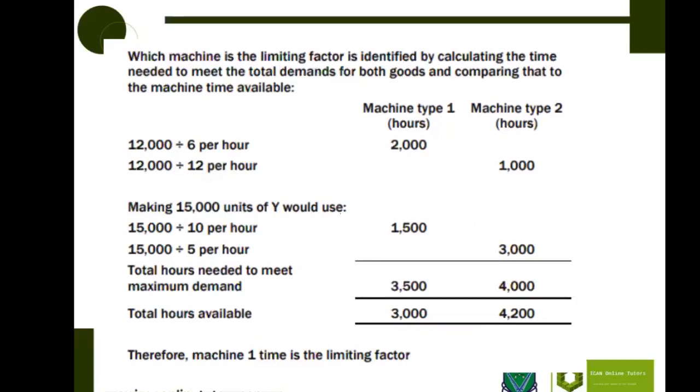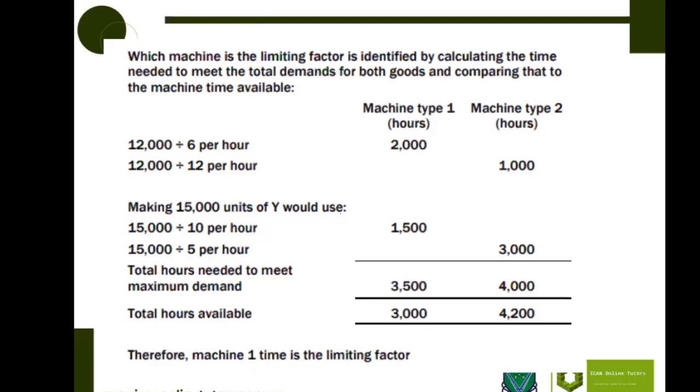We go over to Y and do the same thing for the first machine. Product Y, 15,000, the sales demand, divided by 10 per hour gives us 1,500 hours. Then 15,000 divided by 5 per hour gives us 3,000 hours. So the total hours needed to meet maximum demand for machine type 1 is 3,500, that's the addition of 2,000 with 1,500. Then add 1,000 to 3,000, which is 4,000. So the total hours available we're given for machine type 1 is 3,000, and machine type 2 is 4,200.